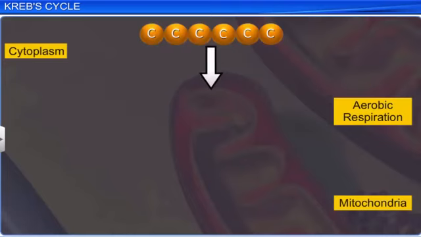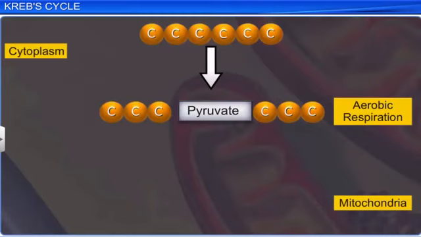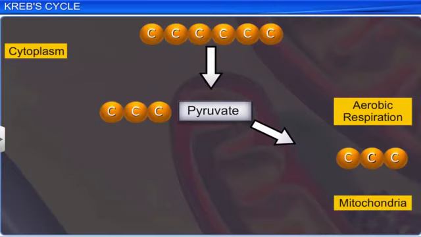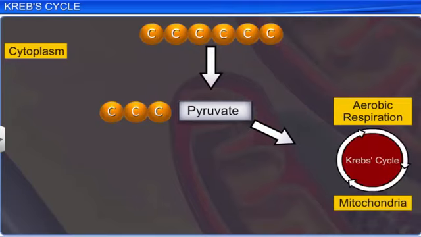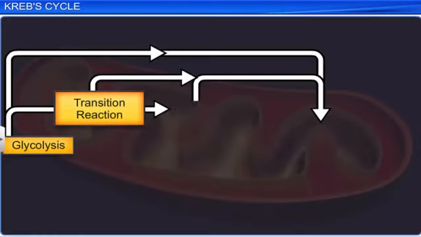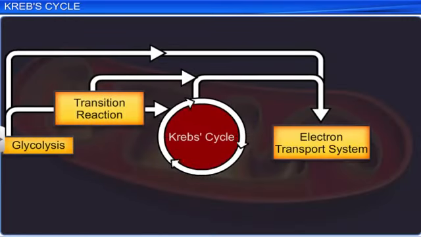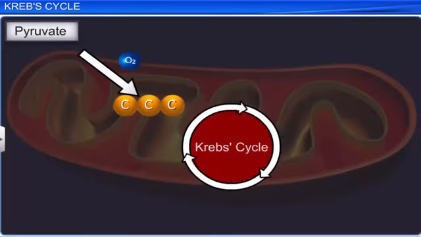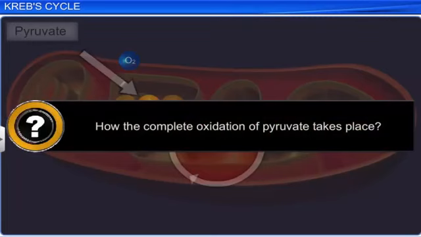Aerobic respiration involves the transport of pyruvate from cytoplasm into the mitochondria for complete oxidation in Krebs cycle. It also involves the transfer of hydrogen ions and electrons from the coenzymes NADH plus H plus and FADH2 to oxygen in the electron transport system, or ETS, for ATP synthesis. Now, let's see how the complete oxidation of pyruvate takes place.